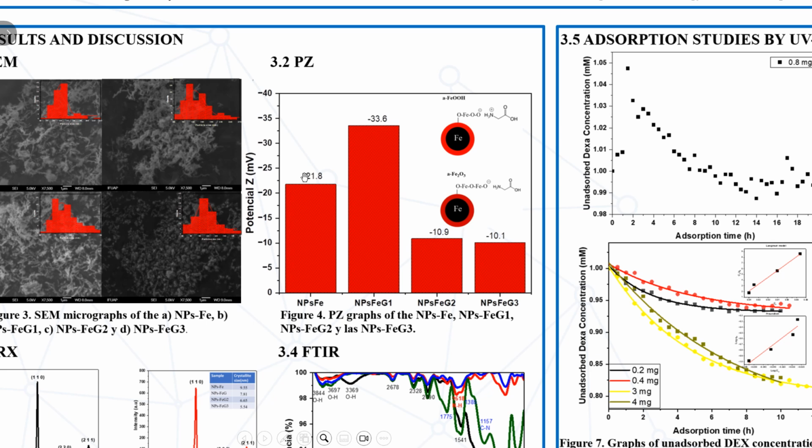And in the case of the iron nanoparticles stabilized with glycine, samples 1, 2, and 3, it is likely that the oxide and or oxyhydroxide layer is interacting with the amino group of the glycine, and so the carboxyl group of glycine gives the negative character to the surface for these samples.